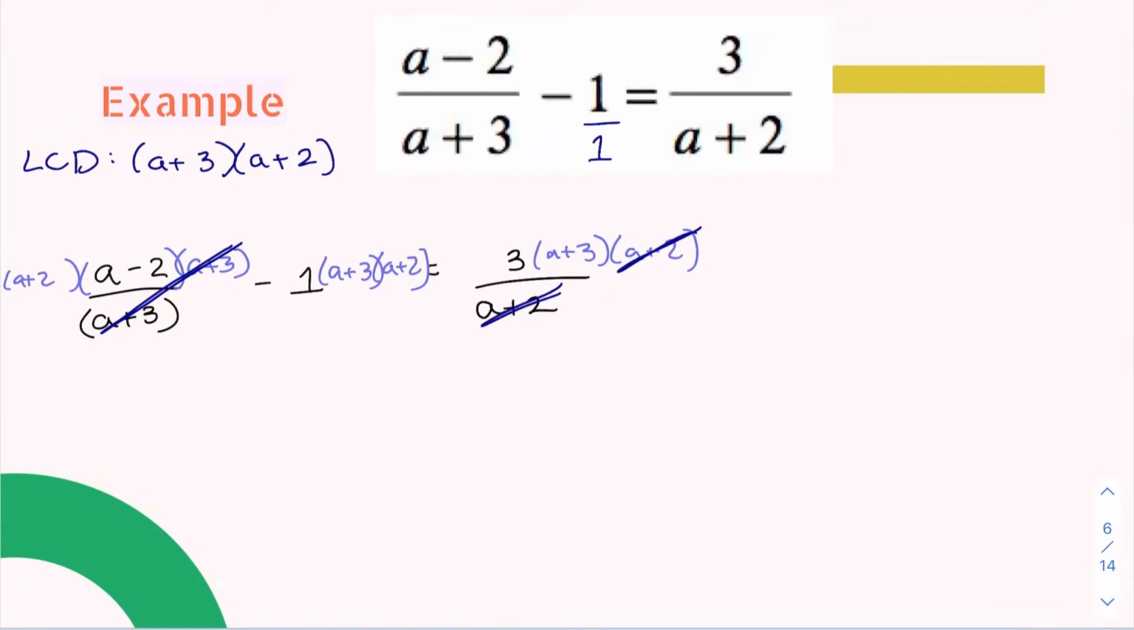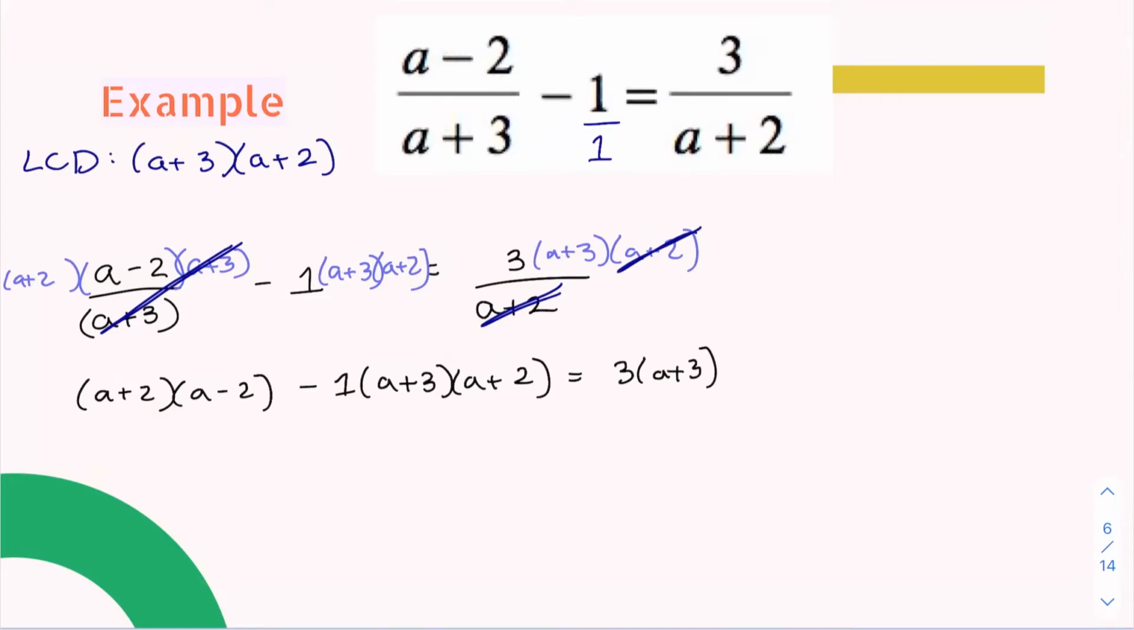So now I have a plus 2 times a minus 2 minus 1 times a plus 3 times a plus 2 equals 3 times a plus 3. I cleared the denominators. This is no longer a rational equation. There's no longer any fractions involved. So now I just go forward and I solve it. And we know to solve this, we're isolating a, but we can't do that till we've multiplied some things out.